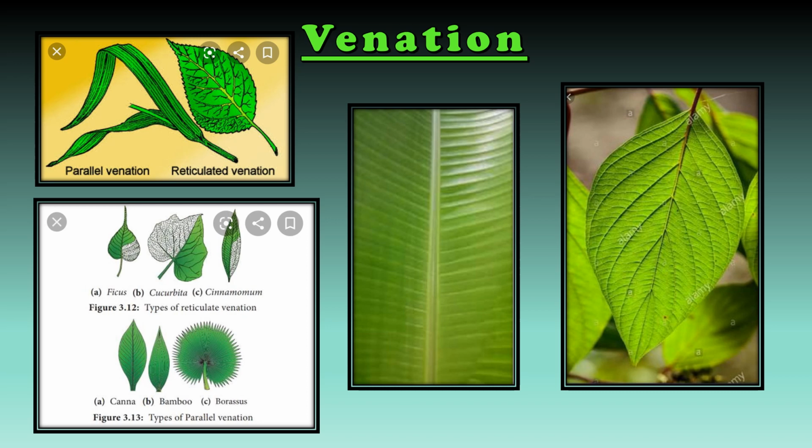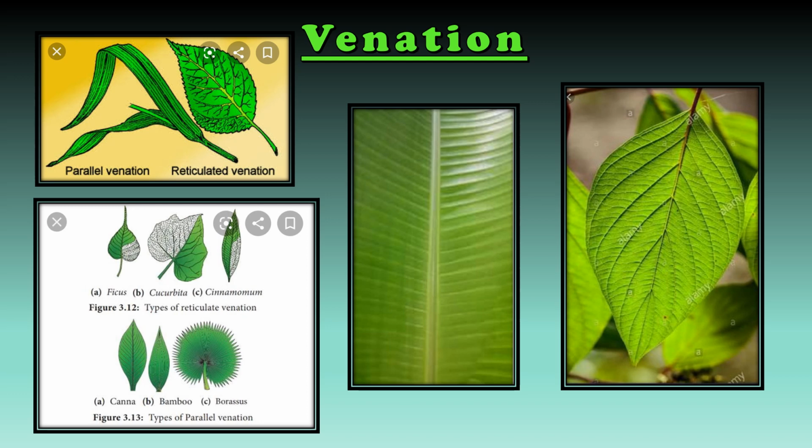For example, tulsi, coriander and china rose have taproots and they form reticulate venation. Now for parallel venation, what is it? When the veins are parallel and do not form a network, it is known as parallel venation. Fibrous roots are found in plants which have parallel venation. Keep in mind.